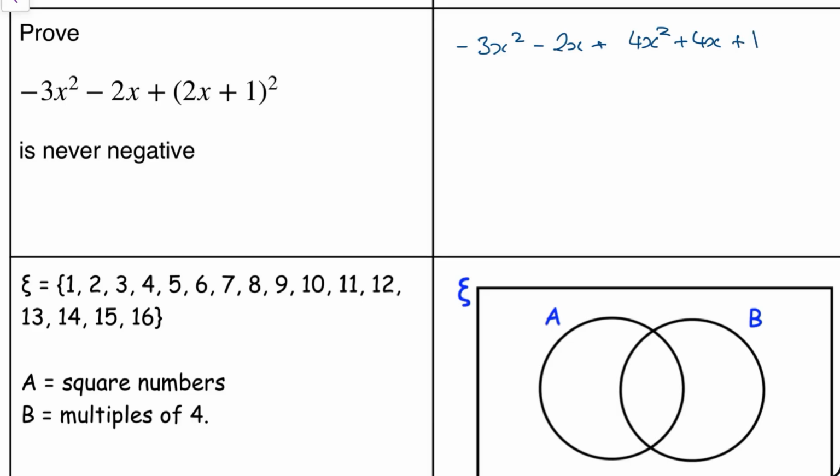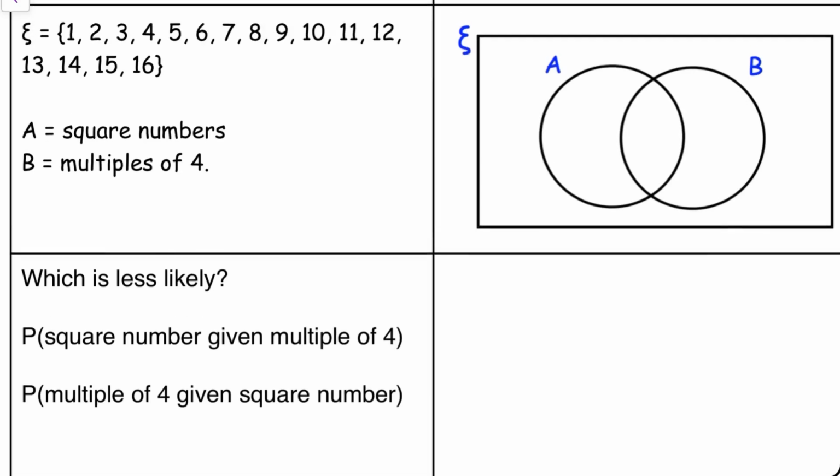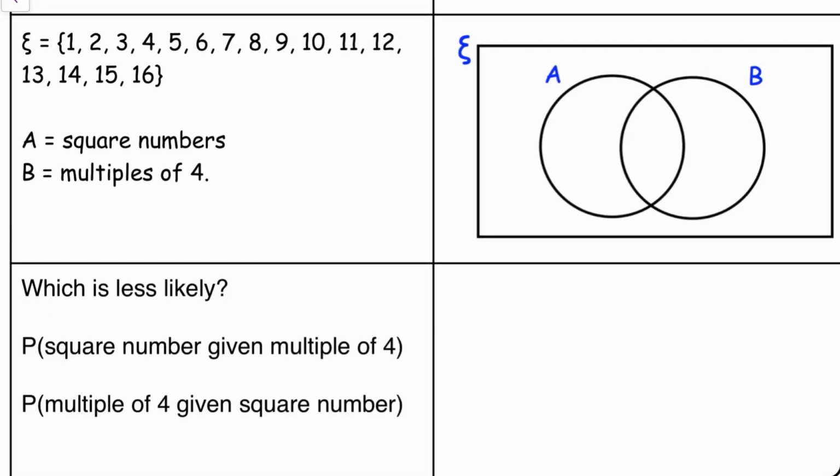Now, if I collect these things up, that's going to give me x squared, minus 2x plus 4x is plus 2x, and then I've got a plus 1, and I can write this as x plus 1 all squared, and that is always greater than or equal to 0 for all, upside down A means for all x. Not much else I need to say really, is there? But not too bad at all. Next question.